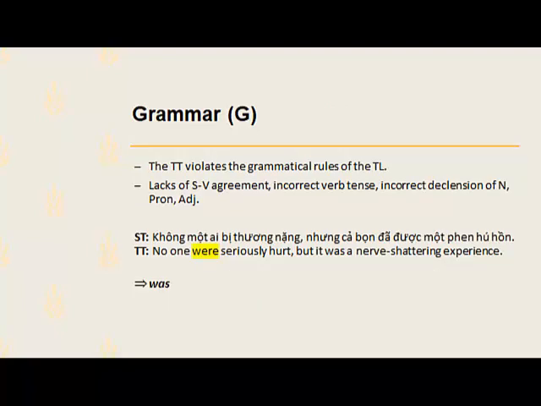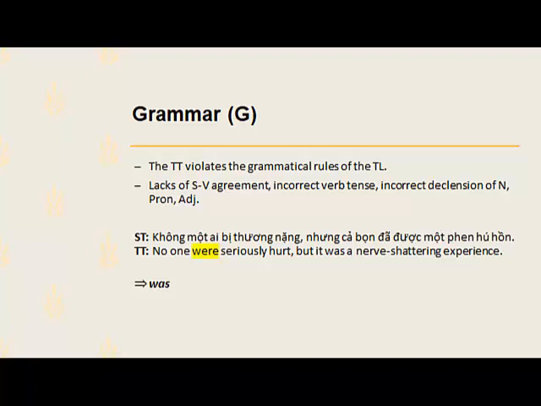And the next error is the grammar. A grammar error occurs when the sentence in the translation violates the grammatical rules of the target language. These errors include lack of agreement between subject and verb, incorrect verb tense or verb forms, and incorrect declension of the nouns, pronouns, or adjectives.